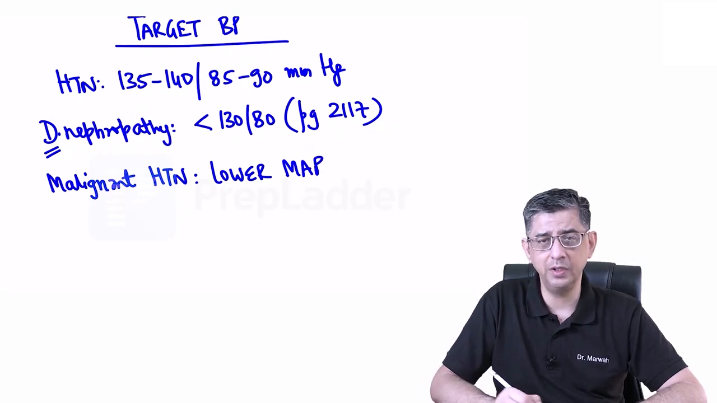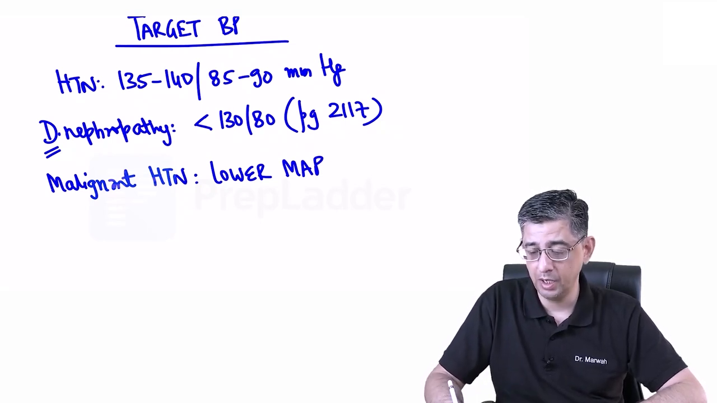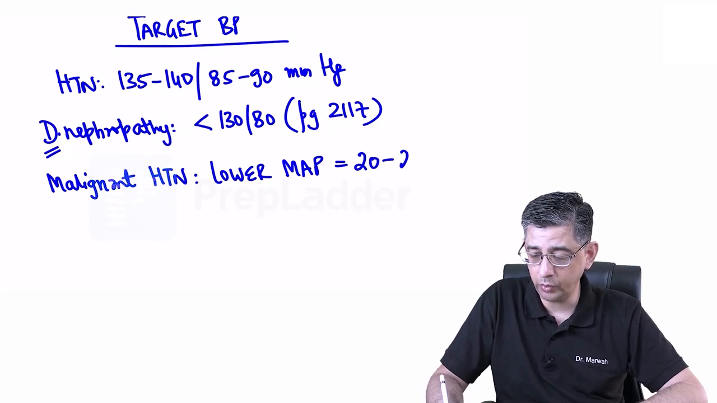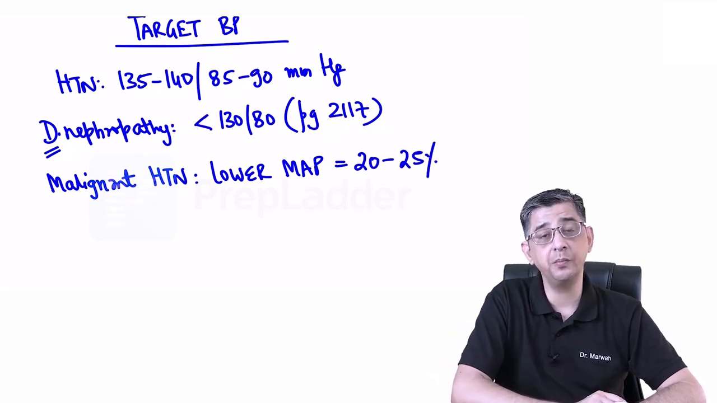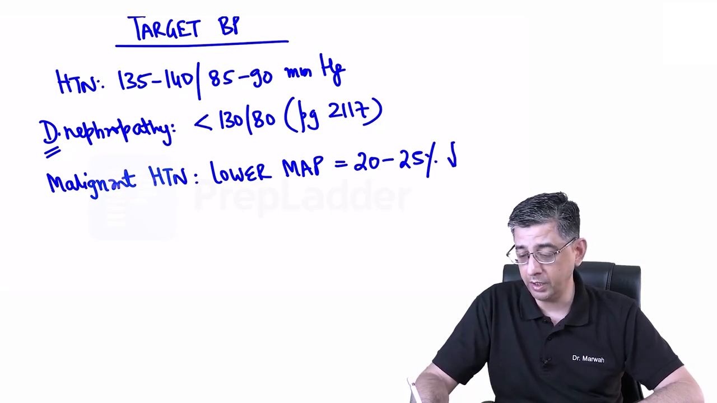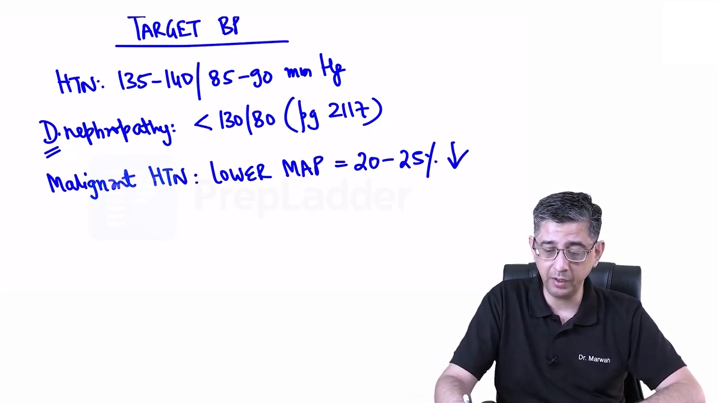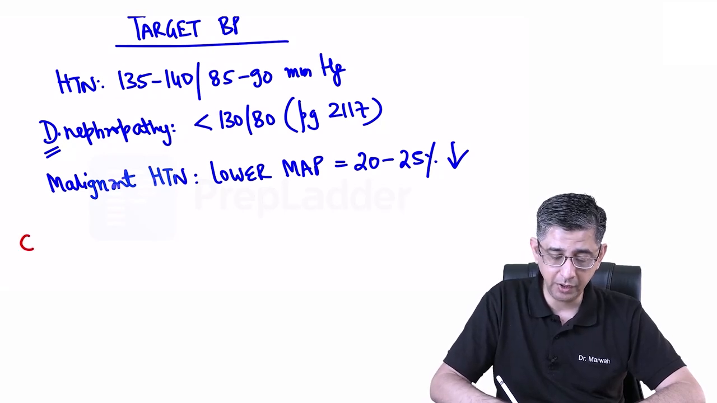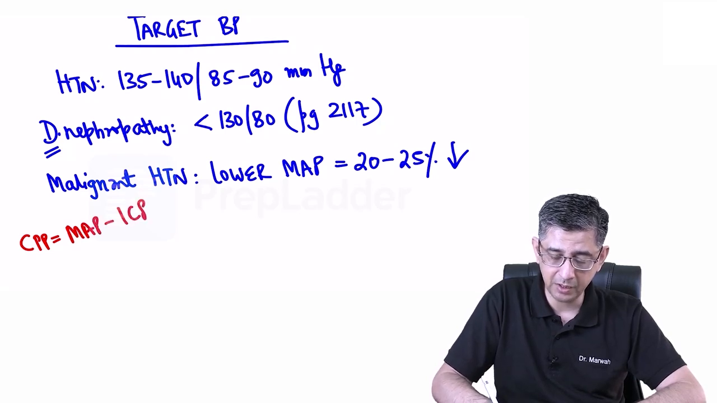So by how much? So he is saying lower the mean arterial pressure in a range of about 20 to 25%, not more than 25% decrease in the value of mean arterial pressure. Why not? Because I said a formula verbally. I'm just writing it here before you. Cerebral perfusion pressure is a difference of MAP minus ICP.